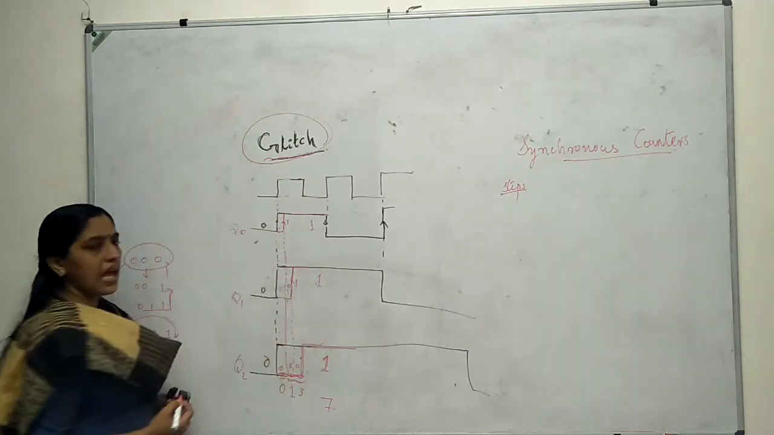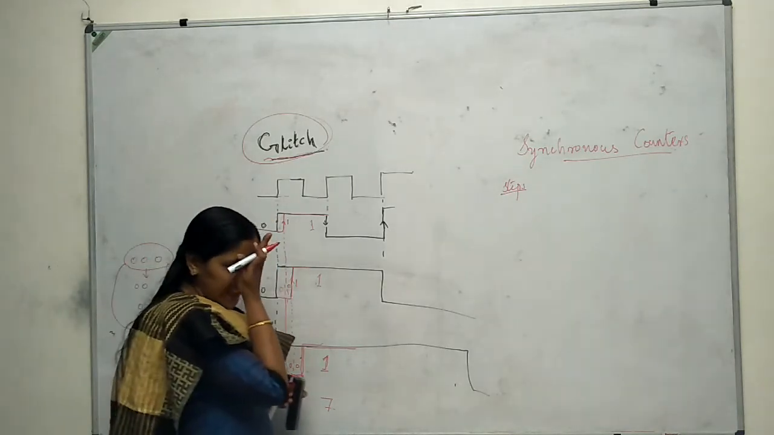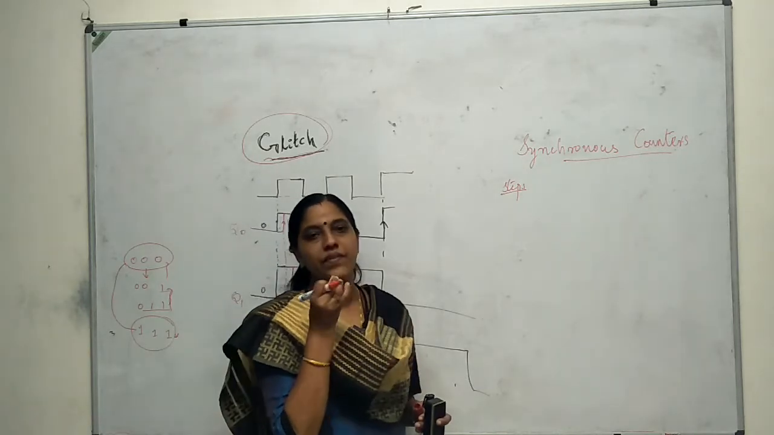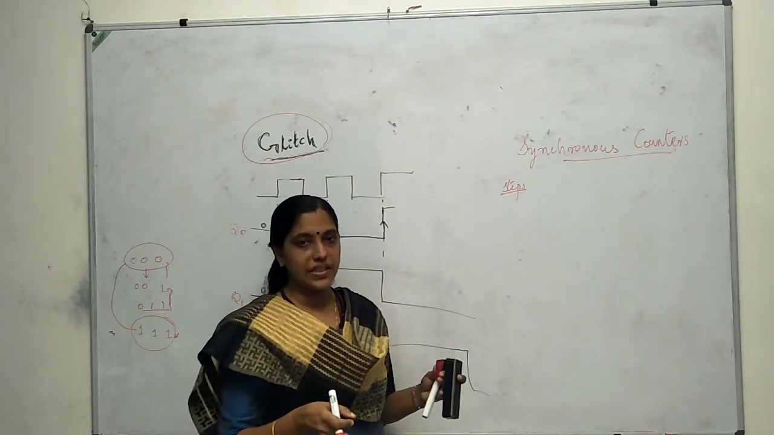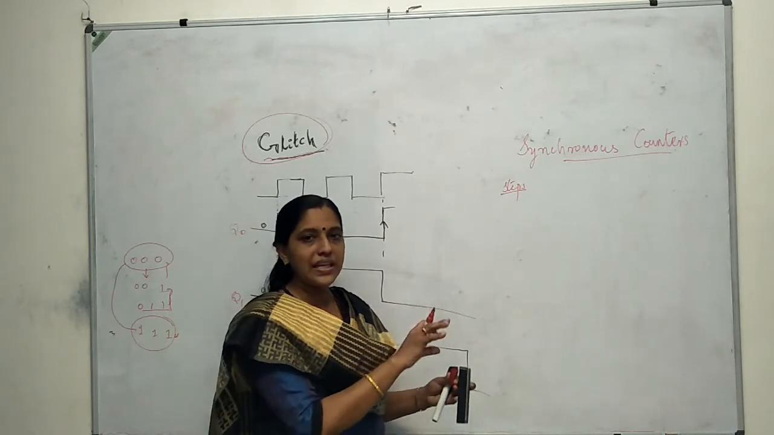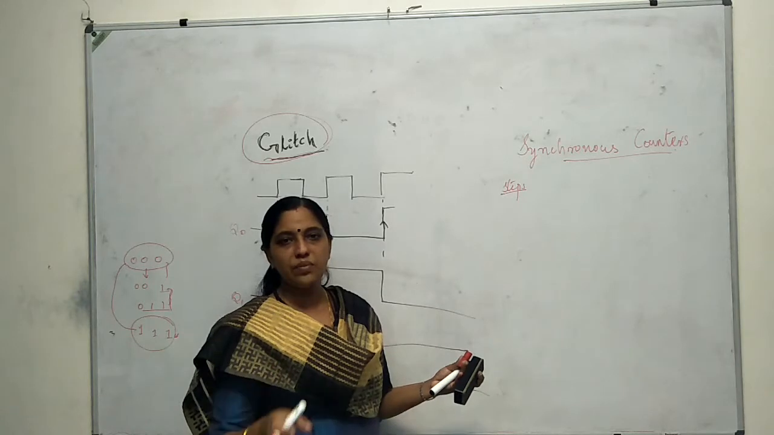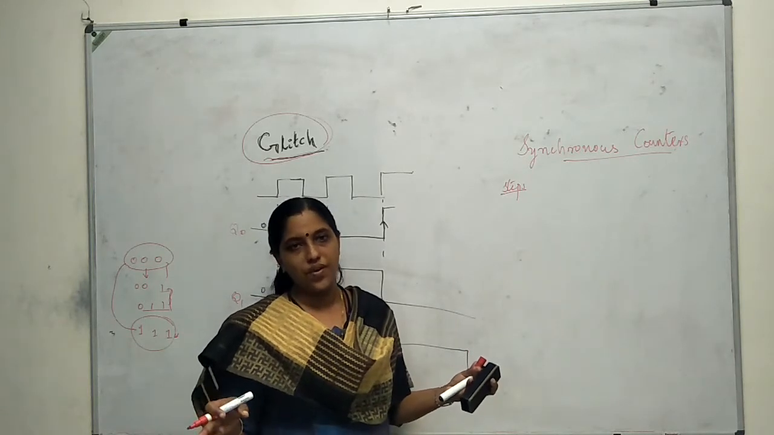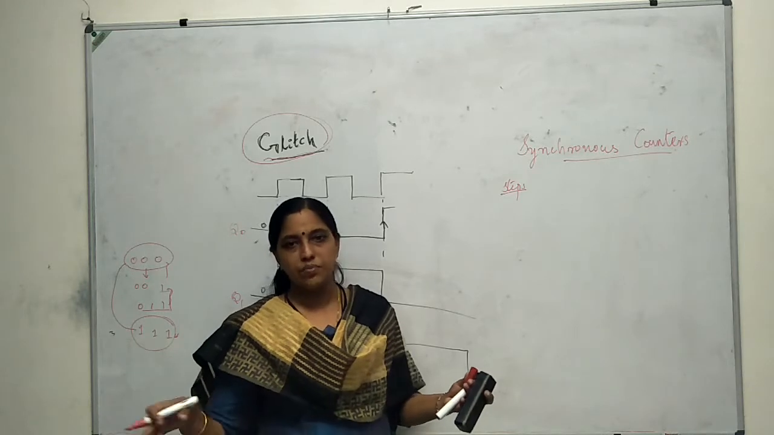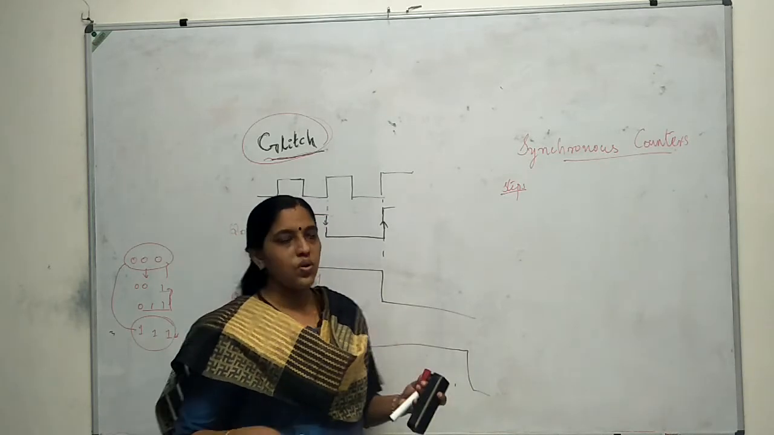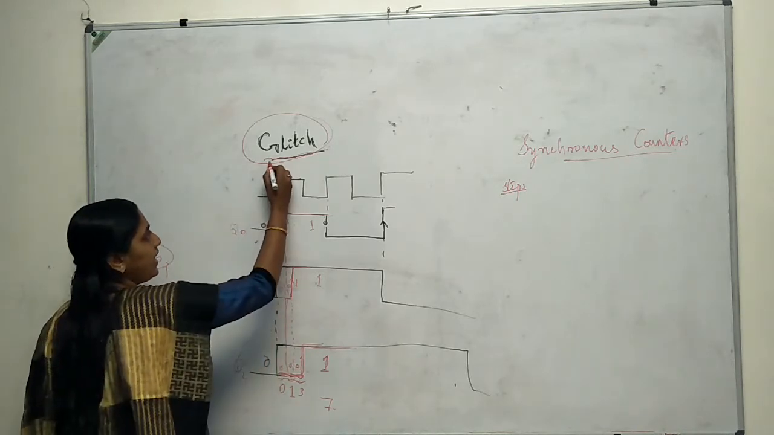Okay, why is this happening? Because in asynchronous counters, our clock is given from the previous state. Only after getting the previous state's output can we feed that to the clock of the next flip-flop. So there will be a delay when passing the input to the next state. The problem associated with asynchronous counters is known as a glitch.